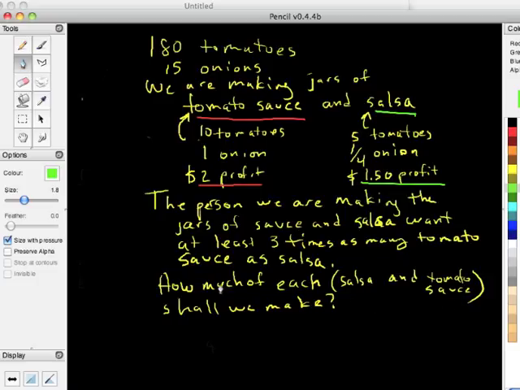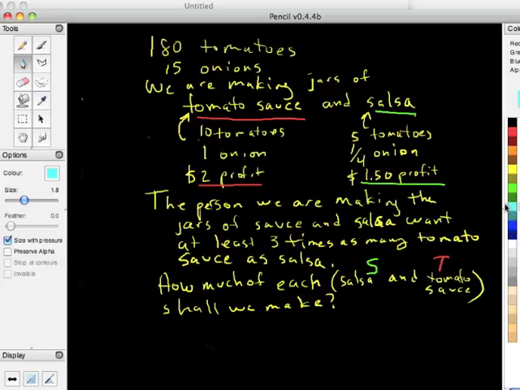Well, if we go right down to the bottom here, we see the 2 variables, right? We have salsa and tomato sauce. These are the things that we're going to want to find out. So why don't we assign S to salsa and T to tomato sauce, and we are on our way. Okay, and what are the things that we can find out right away from this?